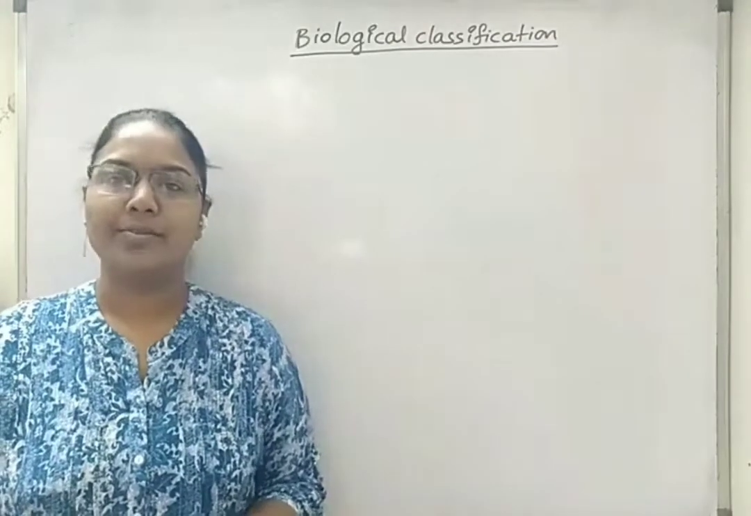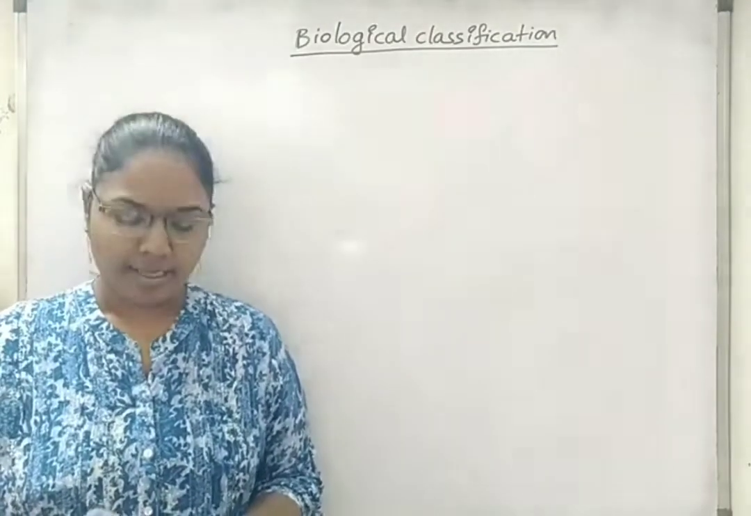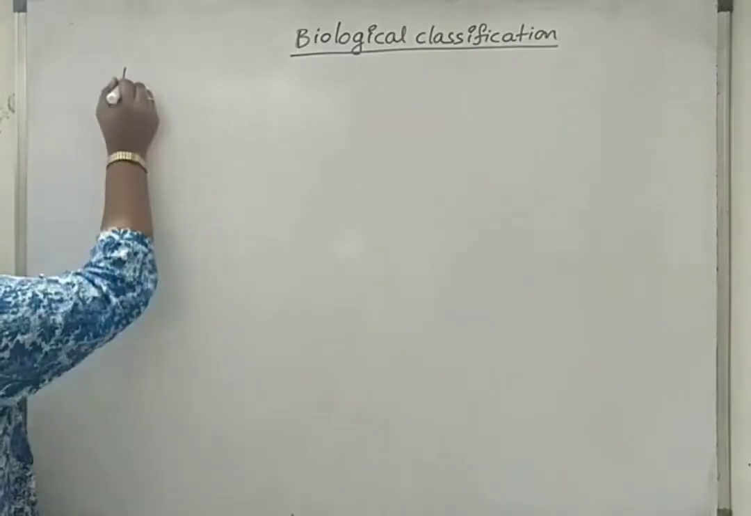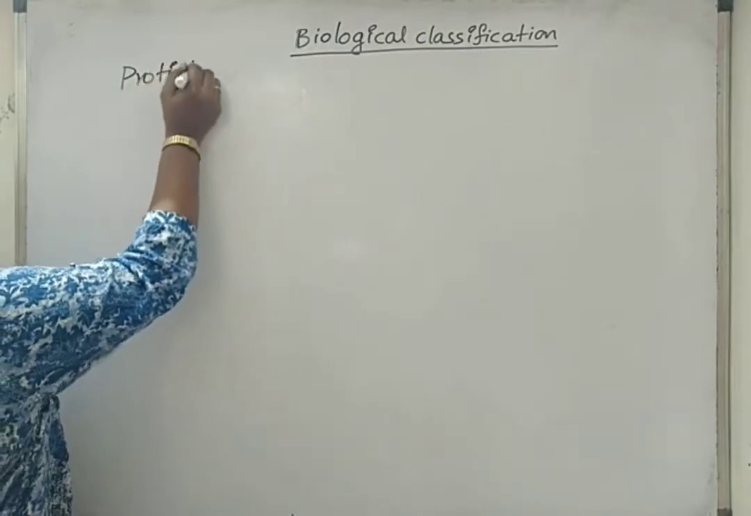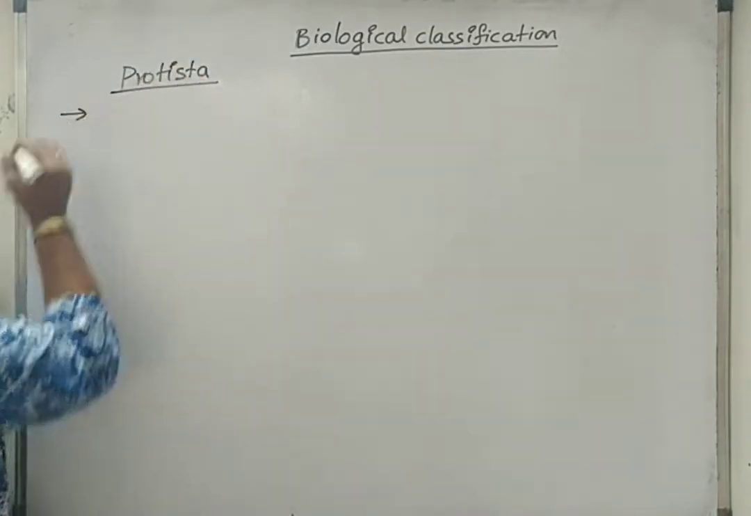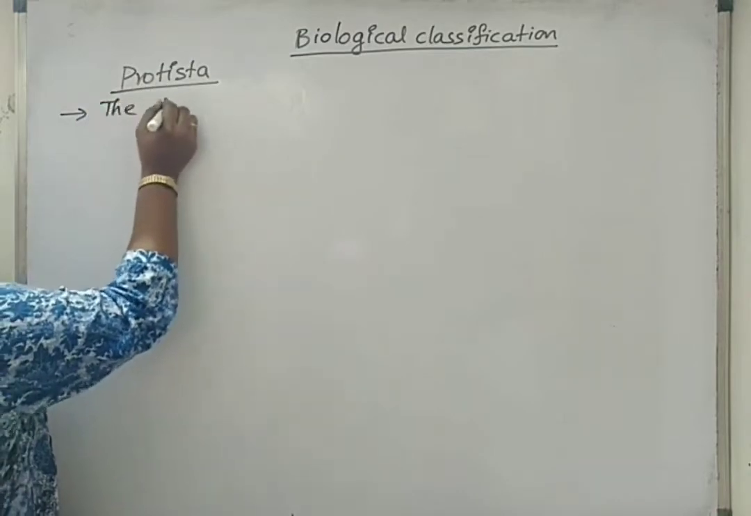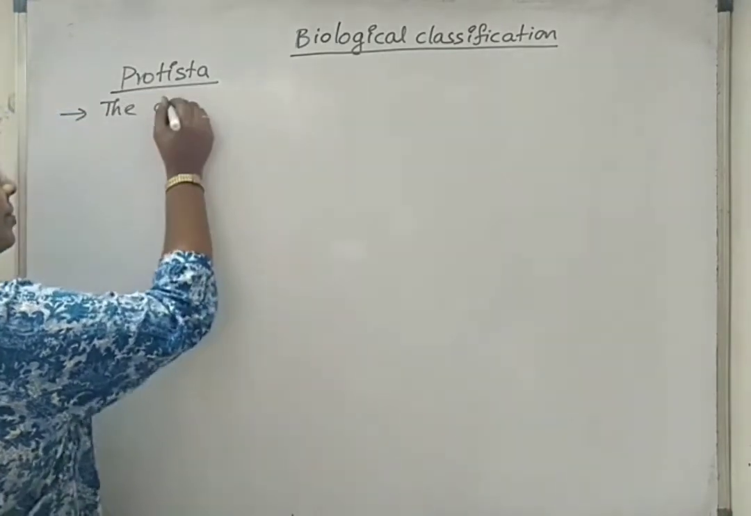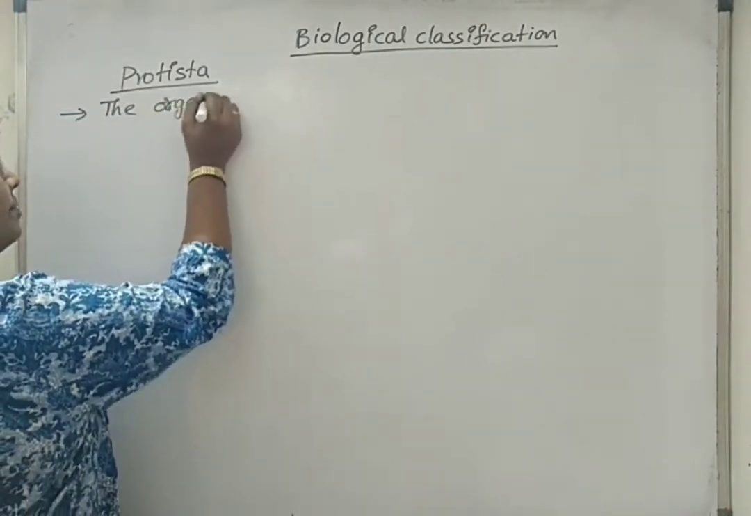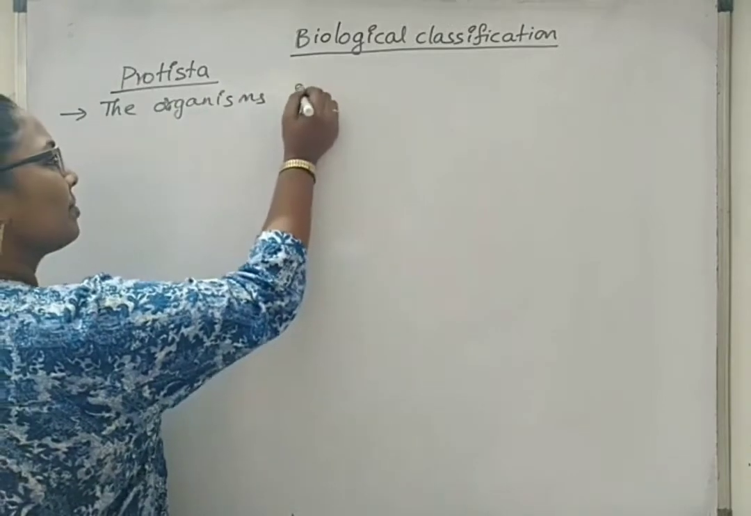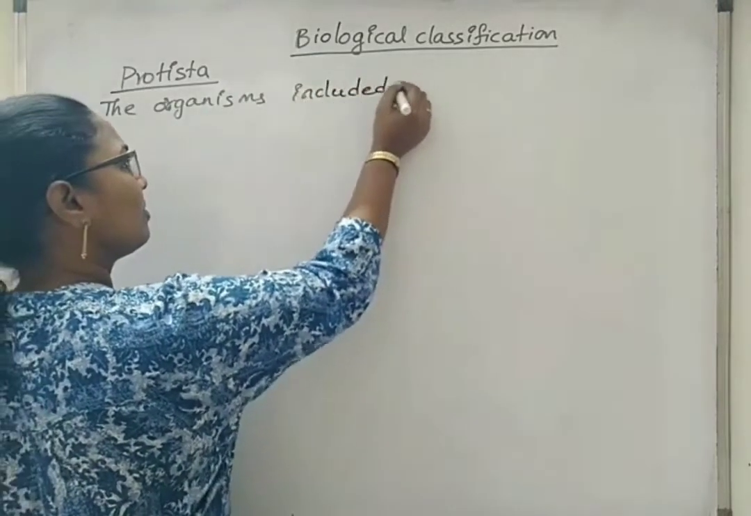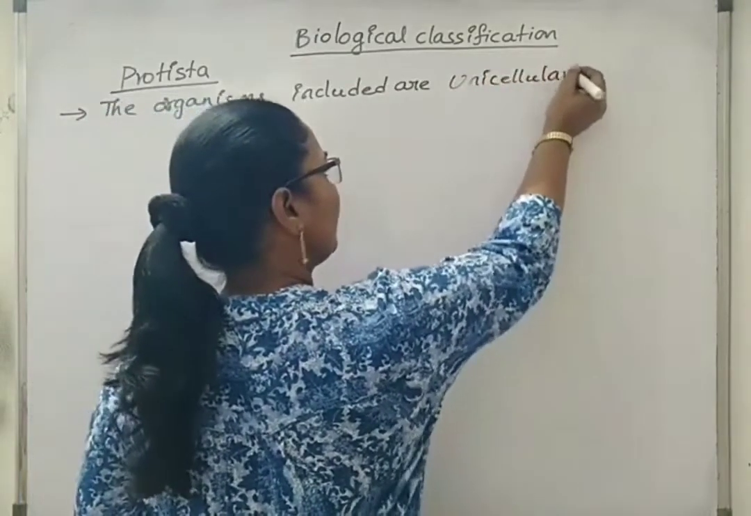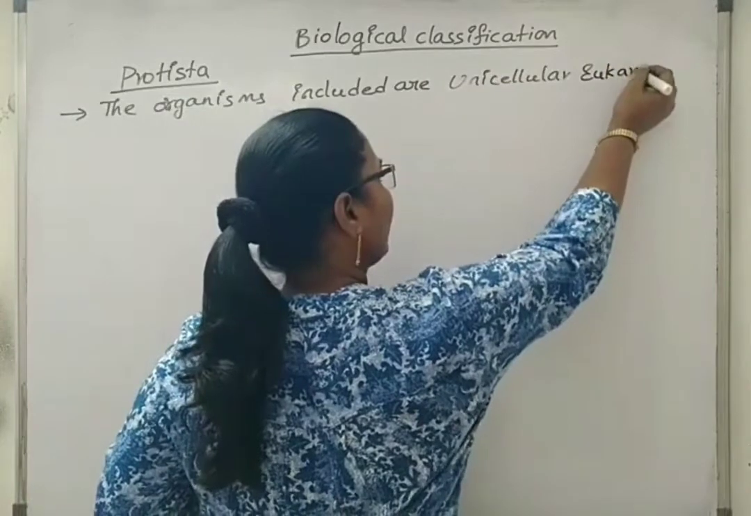Hello students, today we will start with a new topic about Protista in biological classification. The organisms that are studied under Protista are unicellular eukaryotes.